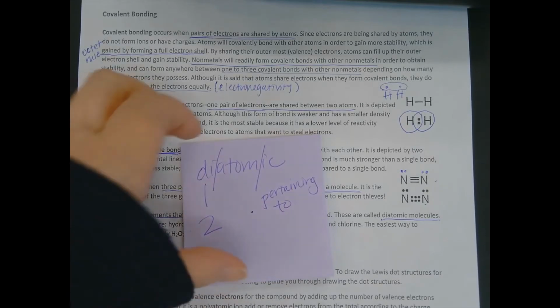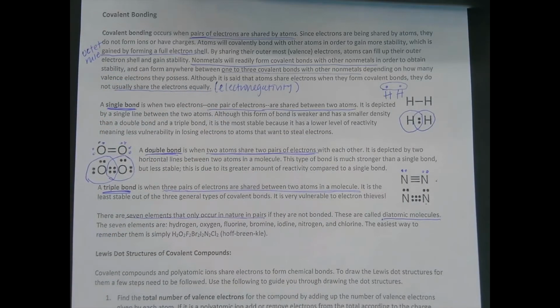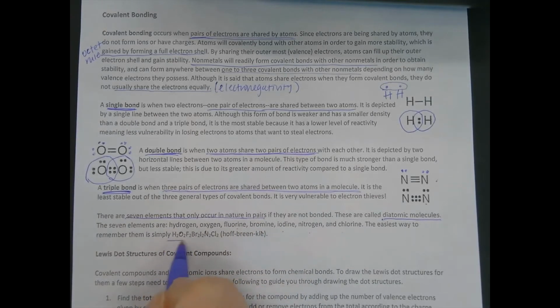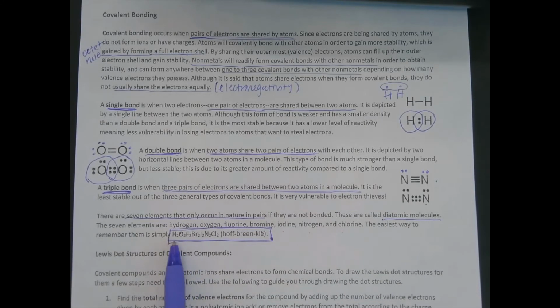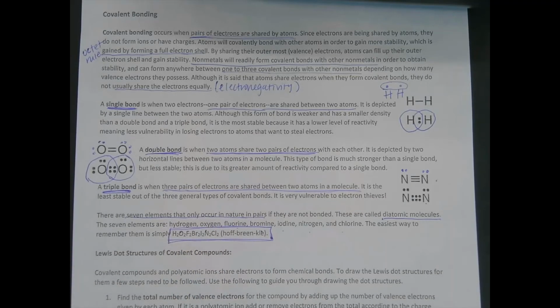Okay, so diatomic molecules, the 7 elements are hydrogen, oxygen, fluorine, bromine, iodine, nitrogen, chlorine. How are you going to remember this? Hofbrinkel, this one right here. You need to star, circle, highlight, something, this. Hofbrinkel. It's all of the symbols: hydrogen, oxygen, fluorine, bromine, iodine, nitrogen, chlorine. Hofbrinkel. I like to pretend that it's like a fairy tale story. Mr. Hofbrinkel and his 7 diatomic elements.